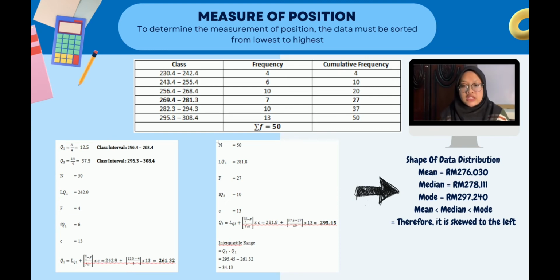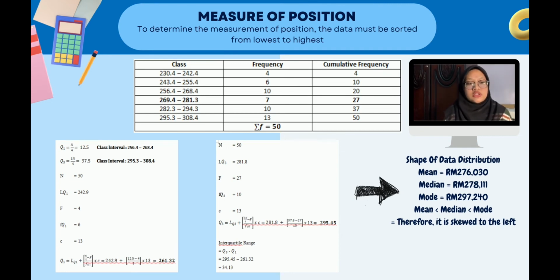Quartile 1 position is 12.5, quartile 3 position is 27.5, N is 50, the lower boundary is 242.9, the frequency is 4, the cumulative frequency before Q1 is 6 and the class width is 13. After we calculate using the formula, we get quartile 1 is 261,132. To find quartile 3, we use the formula given and the answer is 295.45. The interquartile range, quartile 3 minus quartile 1, is 24.30.